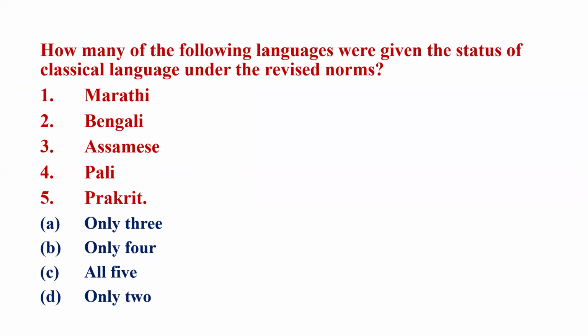The second question: how many of the following languages were given the status of classical language under the revised norms? Marathi, Bengali, Assamese, Pali, Prakrit. The options are: only 3, only 4, all 5, only 2. The answer is all 5: Marathi, Bengali, Assamese, Pali, and Prakrit.